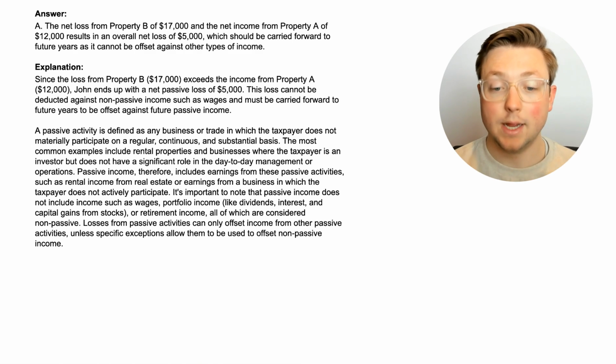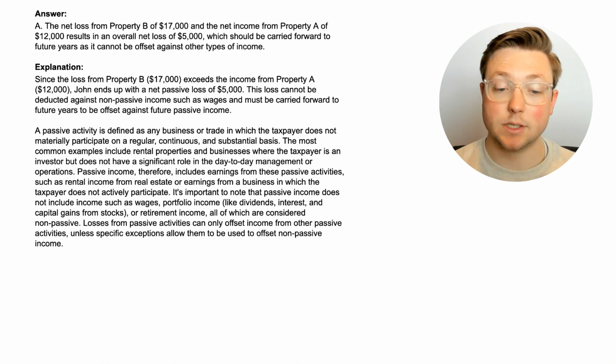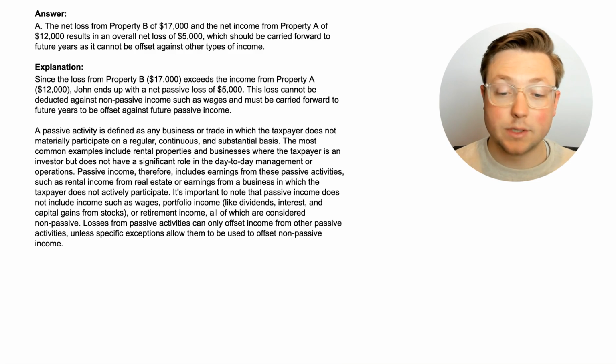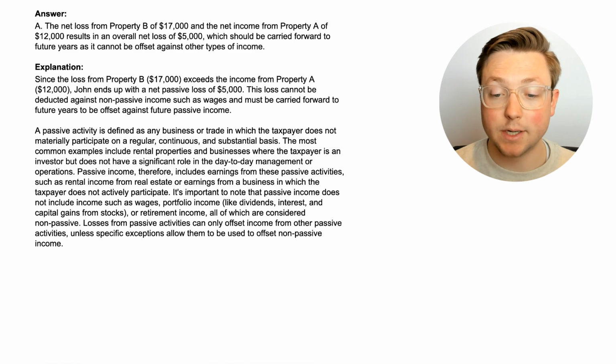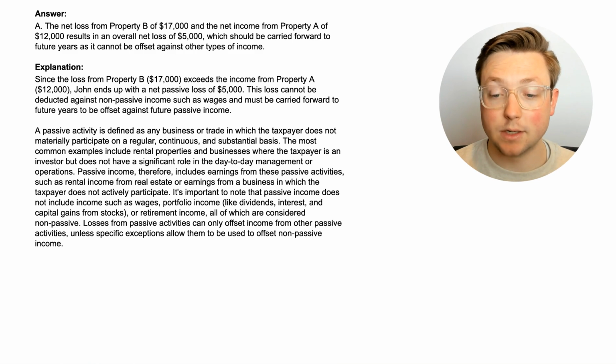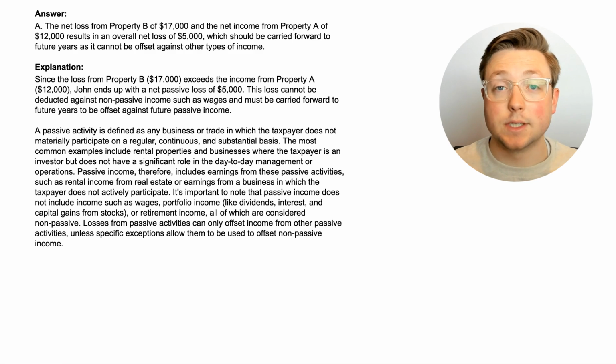Passive income, therefore, includes earnings from these passive activities, such as rental income from real estate or earnings from a business in which the taxpayer does not actively participate. It's important to note that passive income does not include income such as wages, portfolio income like dividends, interest, and capital gains from stocks, or retirement income, all of which are considered non-passive. Losses from passive activities can only offset income from other passive activities unless specific exceptions allow them to be used to offset non-passive income. And we will learn about those exceptions in this video, but in general, the idea is that most income is not passive income.